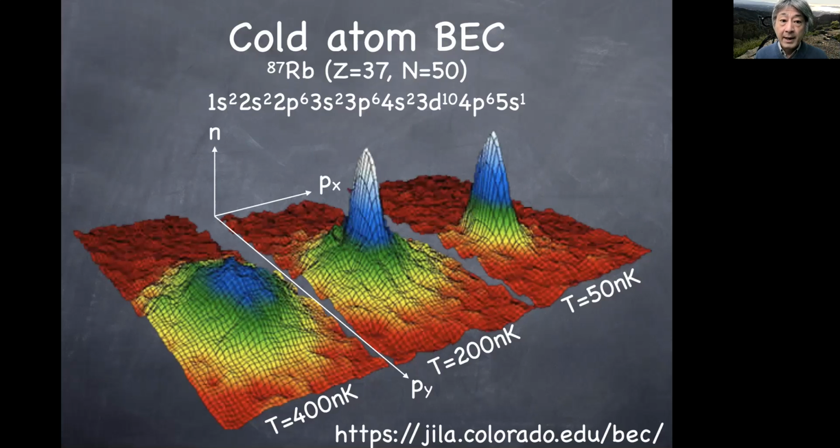Rubidium is one of them, and it has this configuration of electrons. And you have one isolated electron in the s orbital. So that means this is an alkali element. And you can trap these alkali elements in a cleverly arranged configuration of magnetic field and laser. And then you can also cool it down. I will also show you another movie on how this cooling actually works later on. And then they actually observed that the macroscopic number of particles occupy this zero momentum state.